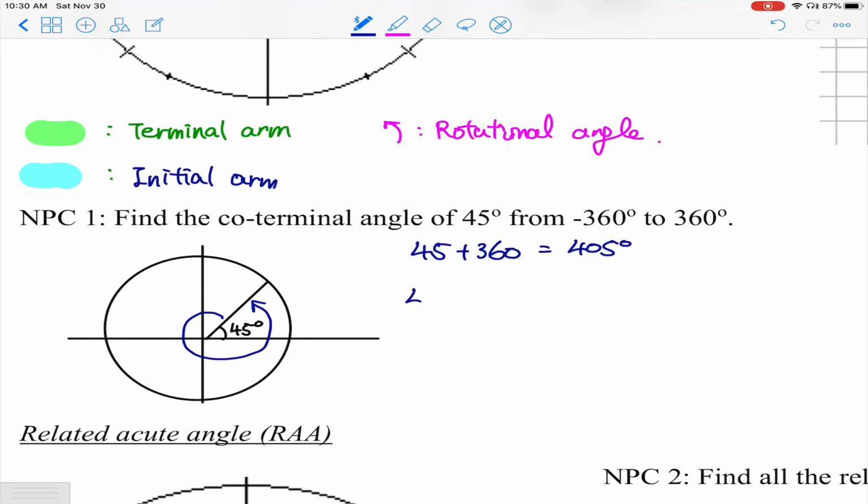The other way is then, from 45, you go backwards going that way. Therefore, subtract 360 from it, and that becomes negative 315 degrees. However, we say it's from 360 to negative 360. Therefore, we can only accept the answer that falls under this. Therefore, we cannot accept 405 degrees. We can only accept negative 315 since 405 degrees is above 360 degrees.